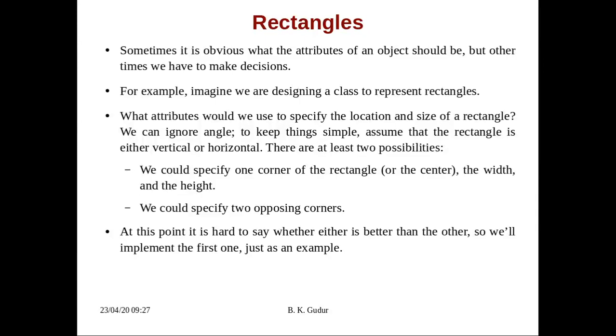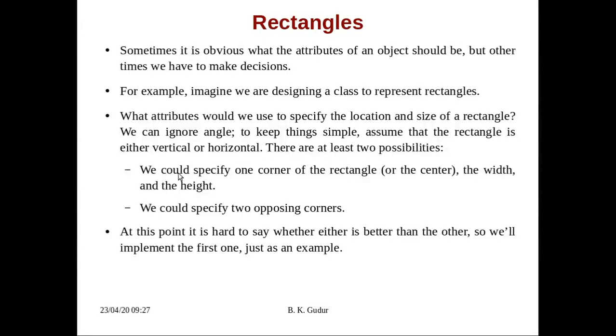But at other times, it will be very tough to make decisions. For example, imagine we are designing a class to represent rectangles. Here, what attributes would we use to specify the location and size of a rectangle in a two-dimensional space where the rectangle should be placed? If we ignore angle to keep things simple, and assume the rectangle is either vertical or horizontal, then there are at least two possibilities.